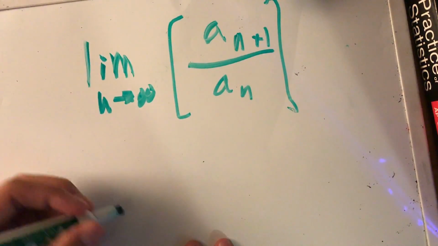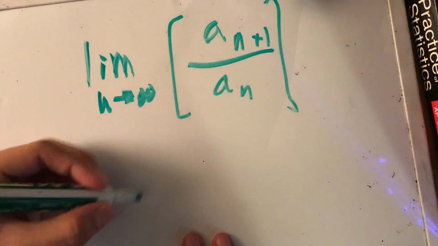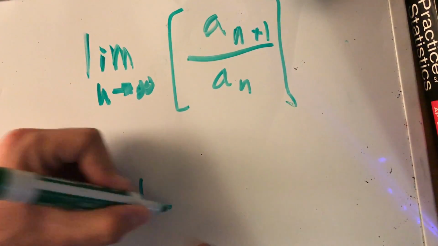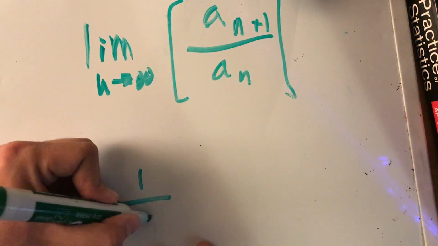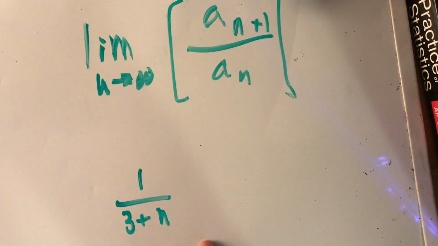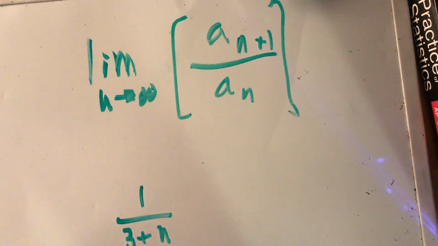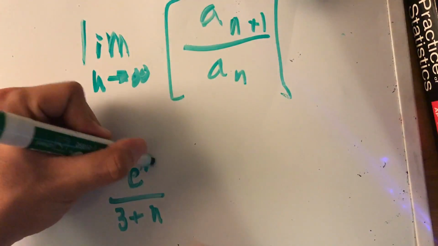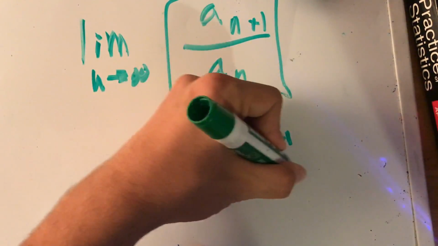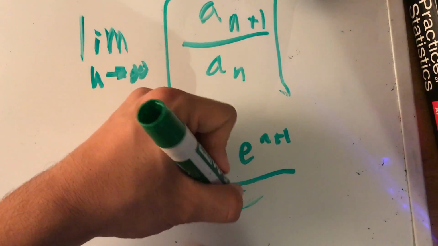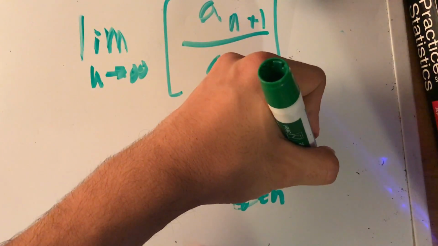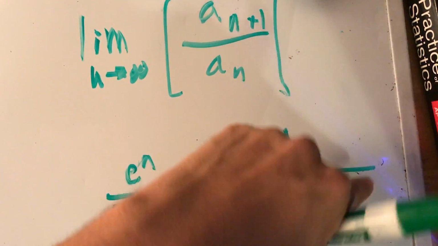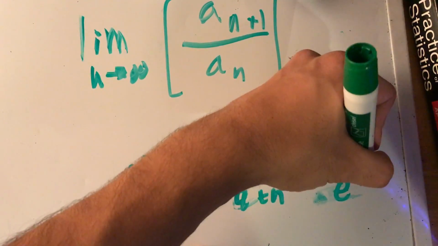Okay, cool. So let's do something like, I can't come up with any solid examples, but let's do 1 over 3 plus n, something simple like that. Or let's do e to the n up here. There we go, that makes it nice and complicated. So the next term is e to the n plus 1 over 3 plus n plus 1, so that's 4 plus n, multiplied by the inverse, because it's a fraction: 3 plus n over e to the n.